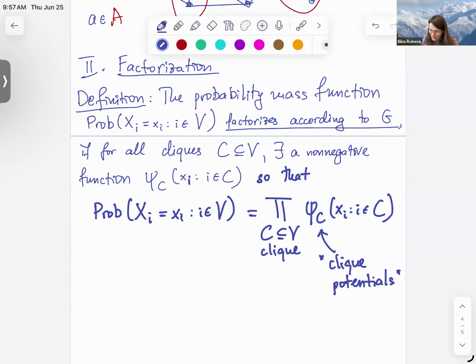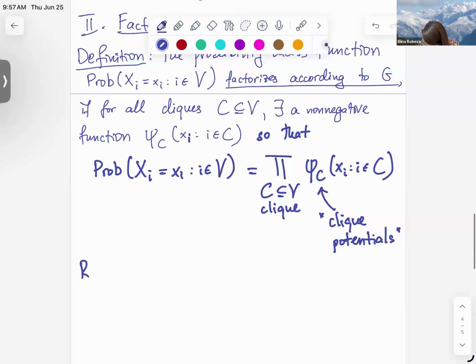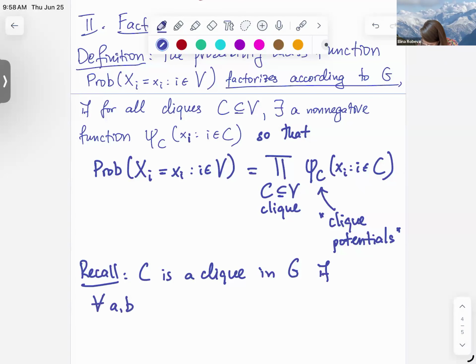Okay, just recall, maybe I'm sure you know, but C is a clique if it's fully connected. So in G, for every A, B in C, the edge AB is an edge. So it's a fully connected subgraph.